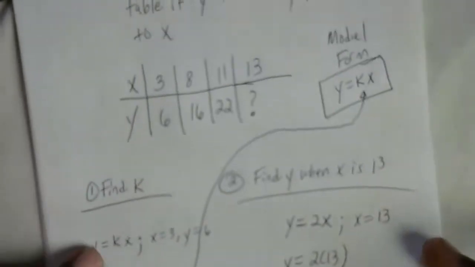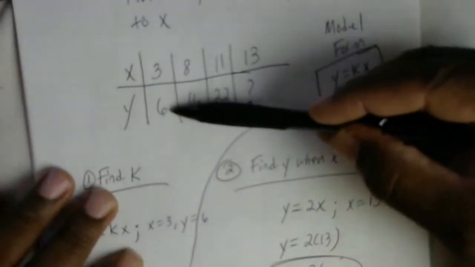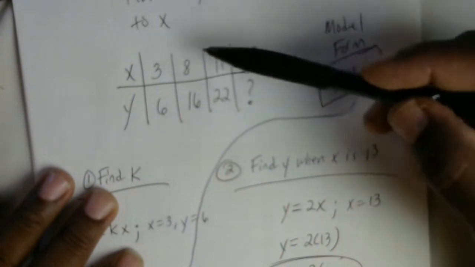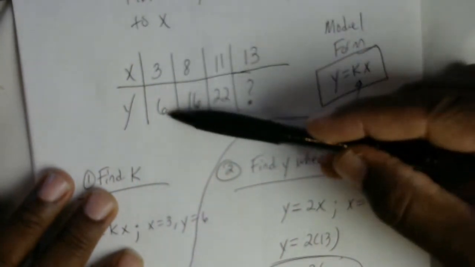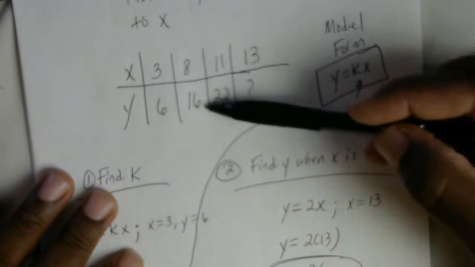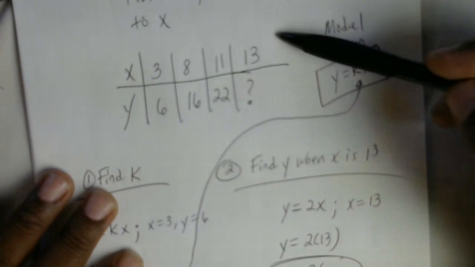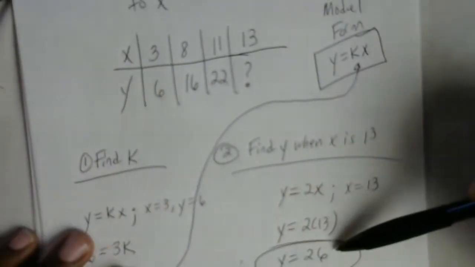If I go back and look at my table, since 2 is k, notice I can get the y value by simply multiplying the x value by 2. 3 times 2 is 6. 8 times 2 is 16. 11 times 2 is 22. 13 times 2 is 26.